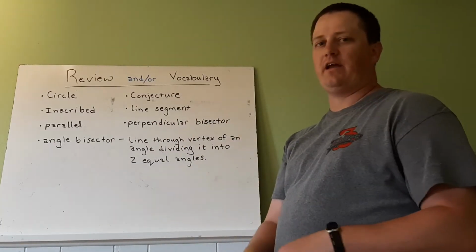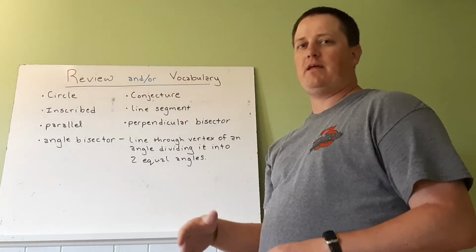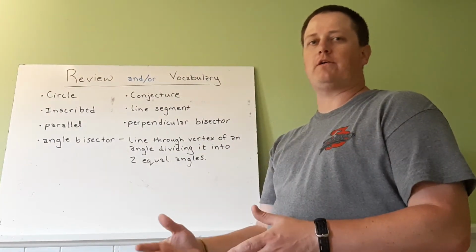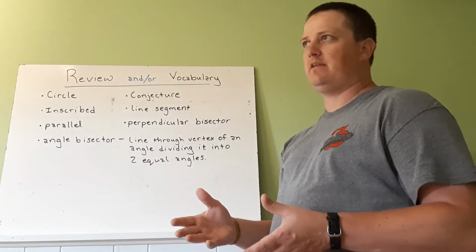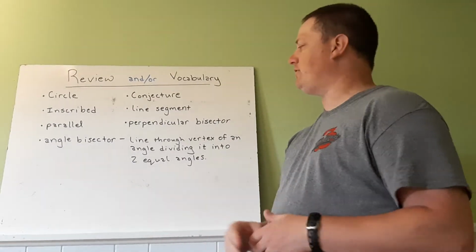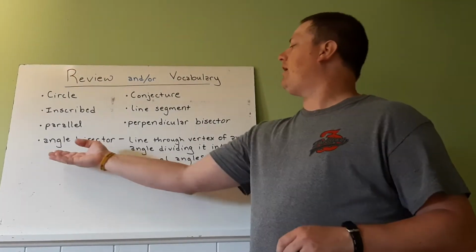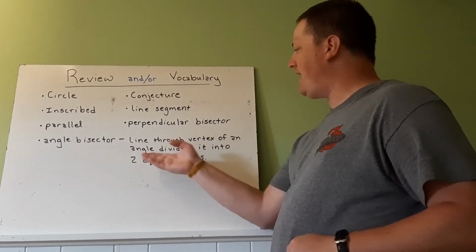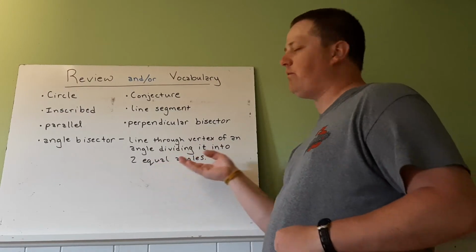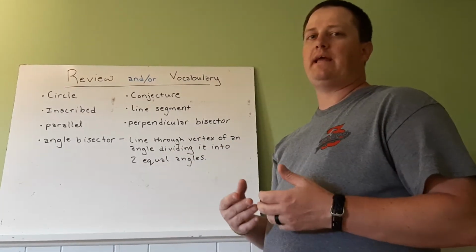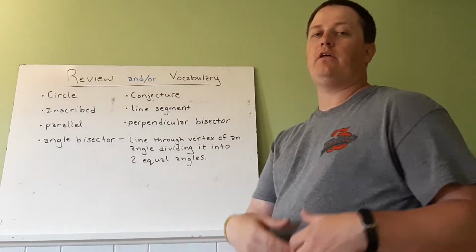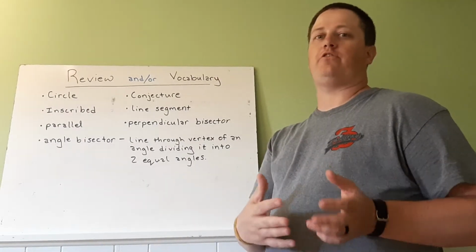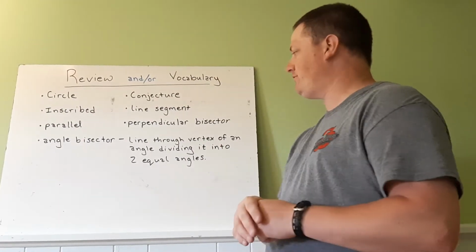Perpendicular bisector is when we have a segment that gets cut into two equal parts, and the line that cuts them into those parts makes a right angle. Our angle bisector is our new one. It's a line through the vertex of an angle, dividing it into two equal angles. So we would be taking, say, a 100-degree angle and creating a line that turns it into two 50-degree angles.